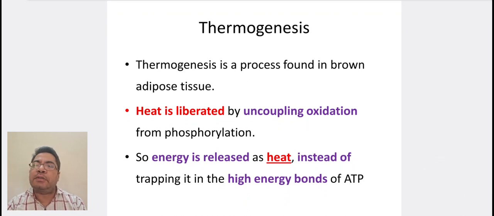Coming to thermogenesis. Thermogenesis is a process found in brown adipose tissue. Heat is liberated by uncoupling oxidation from phosphorylation. So the energy is released as heat instead of being trapped in the high energy bonds of ATP.